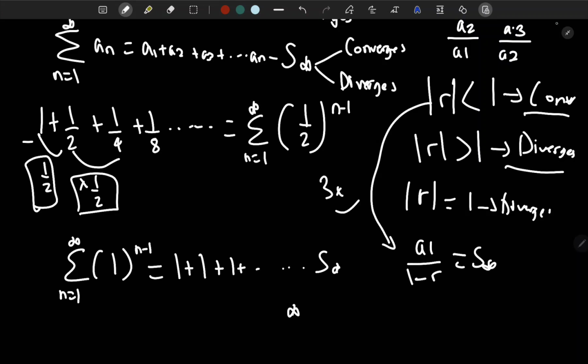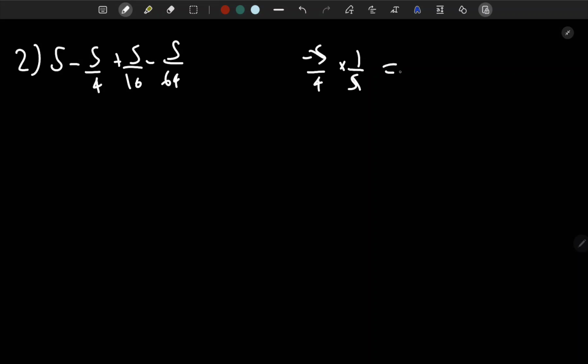Now let's do another example. This was question 1, now question 2. We have the sequence 5 minus 5 over 4 plus 5 over 16 minus 5 over 64. Now what do you think we should do here, the first step? The first step is to find if there is a constant ratio that we are multiplying by. So we can divide the second term by the first term. Negative 5 over 4 divided by 5 is multiplied by 1 over 5, and this is negative 1 over 4, right? So we are multiplying each term by negative 1 over 4, and even here, to get 5 over 16, we multiply negative 5 over 4 by negative 1 over 4.